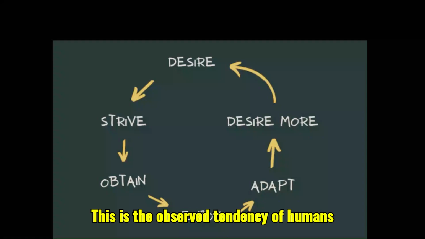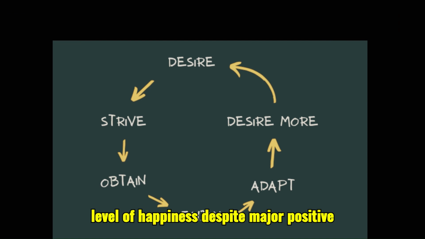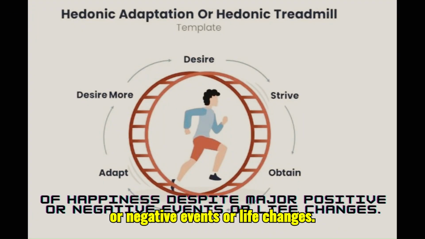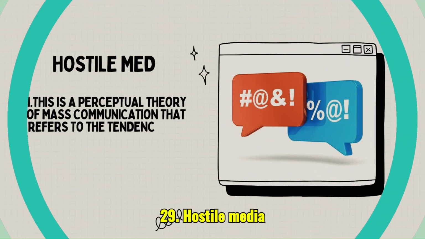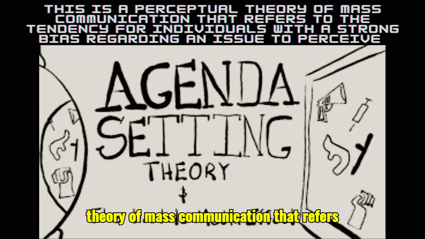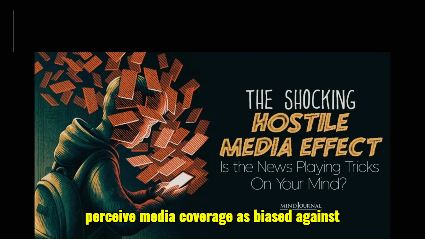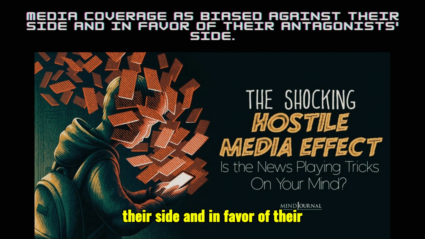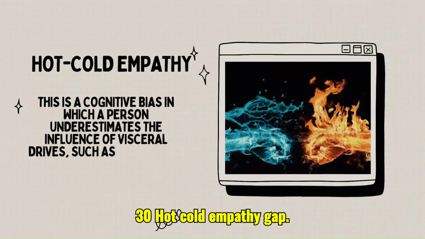This is the observed tendency of humans to quickly return to a relatively stable level of happiness, despite major positive or negative events or life changes. 29. Hostile media effect. This is a perceptual theory of mass communication that refers to the tendency for individuals with a strong bias regarding an issue to perceive media coverage as biased against their side and in favor of their antagonist's side. 30. Hot-cold empathy gap.